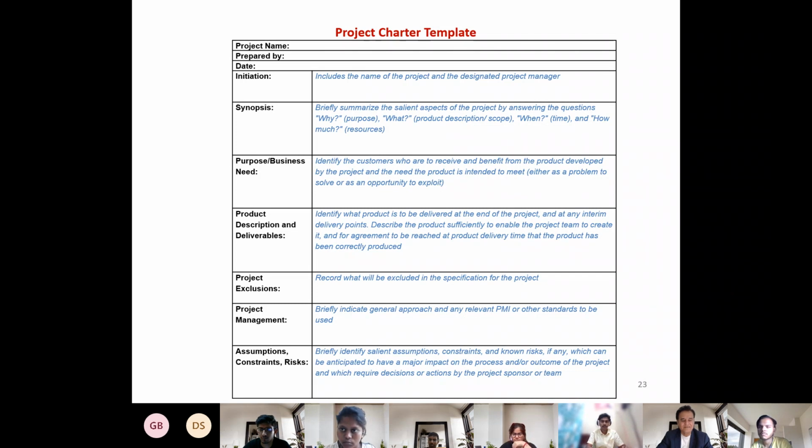PMBOK methodology. Correct. So you will write PMBOK, and you will also explain a little bit of PMBOK. So what will you write? How will you explain? So what is the project management methodology you will be using? So we would be using PMBOK.